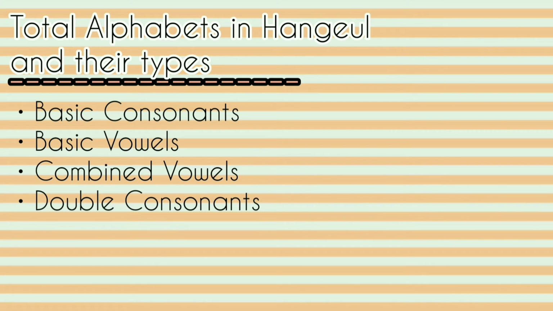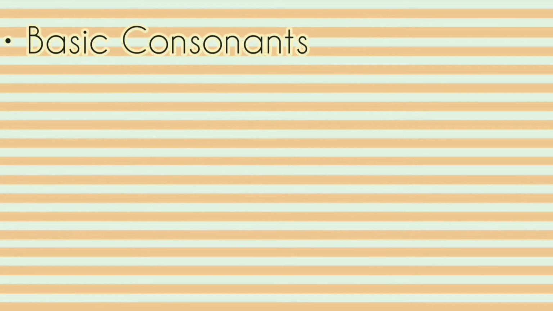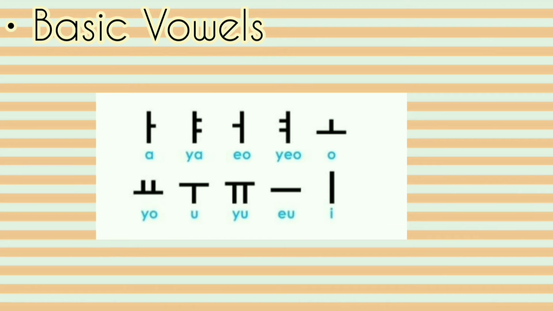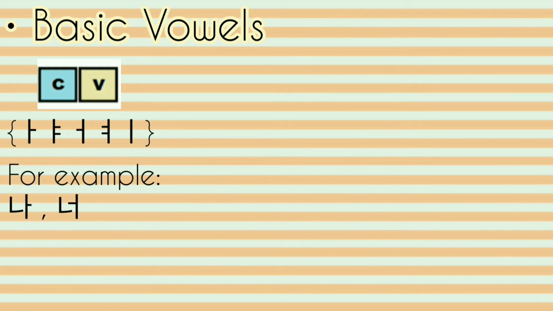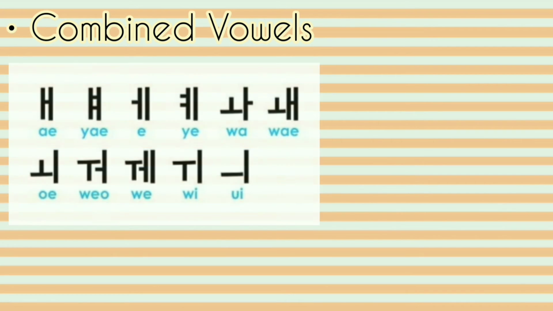So, these are the 14 individual consonants of the Korean language that have distinct sounds, and the 10 vowels are these. There are two types of vowels in Korean. The first type is the vowels that are written next to a consonant, and the other type is the vowels that are written below the consonant. And then come the combined vowels.